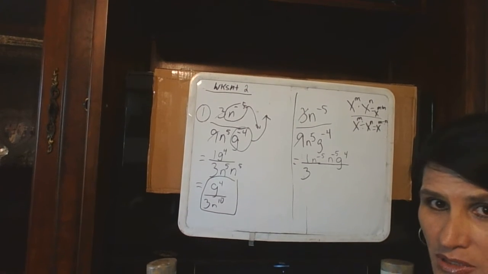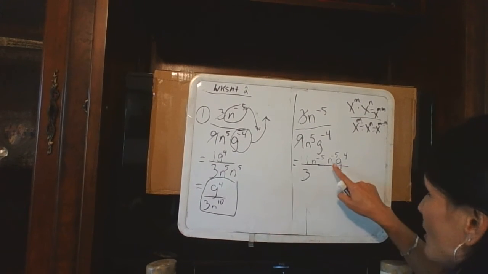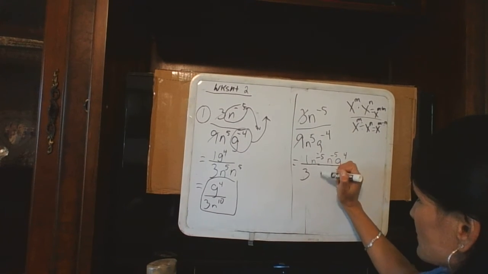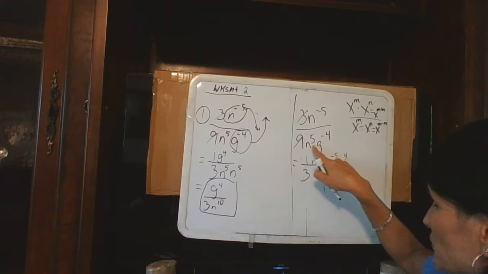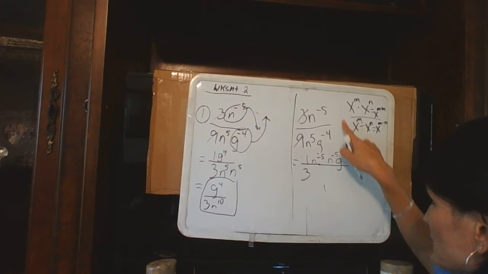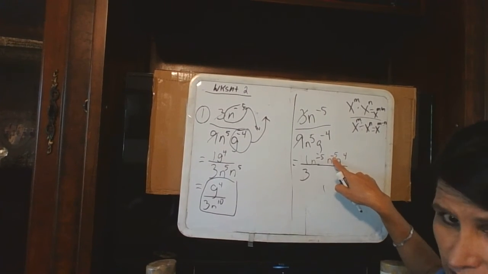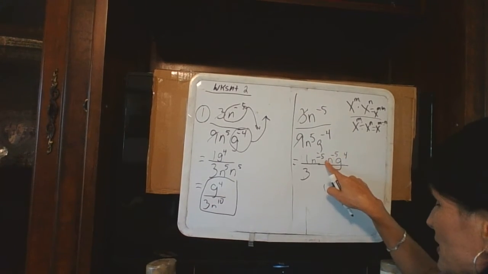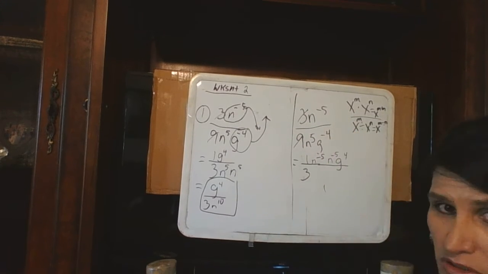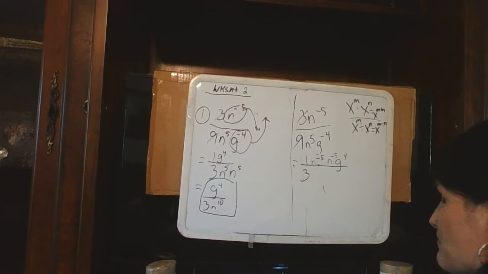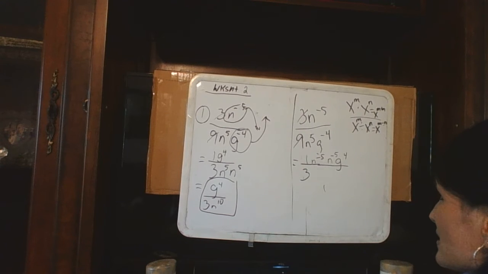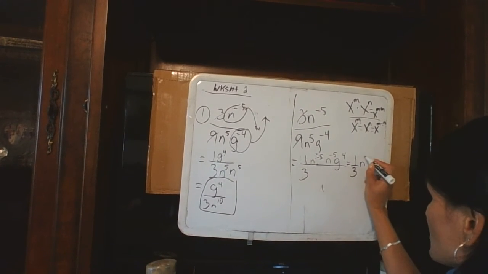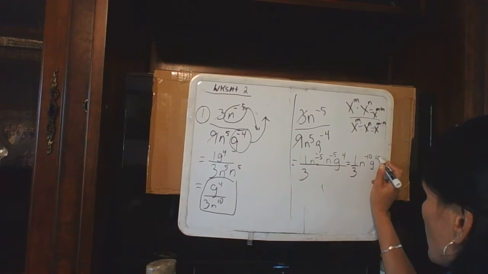Now, let me stop before you get confused. This is the negative 5 that was originally there, okay? This n to the negative 5 is this one, and I moved it to the top and changed the sign. This g to the negative 4, I moved it to the top, and I changed the sign. So both of these were on the bottom, and I moved them to the numerator, and I changed the sign. Okay. Now I'm going to see that this is going to be 1/3 n to the negative 10 g to the 4th.